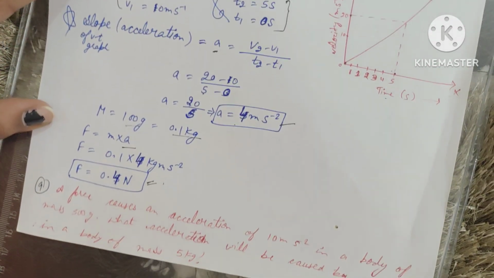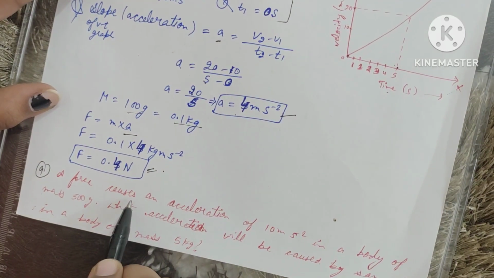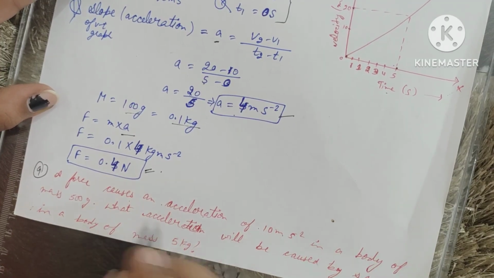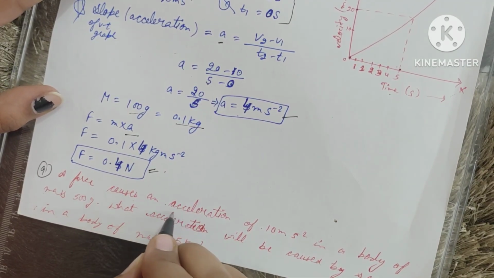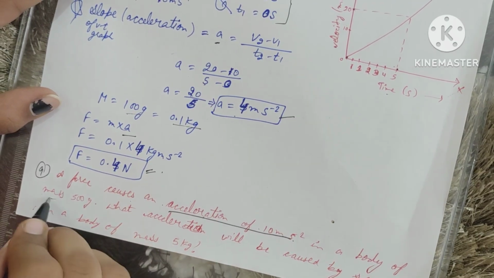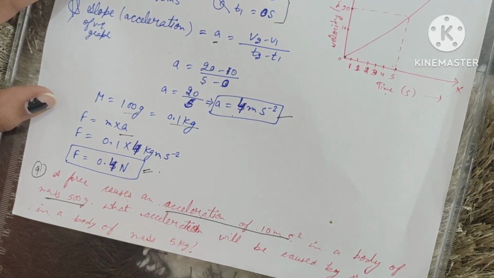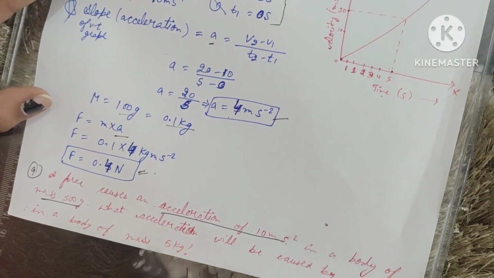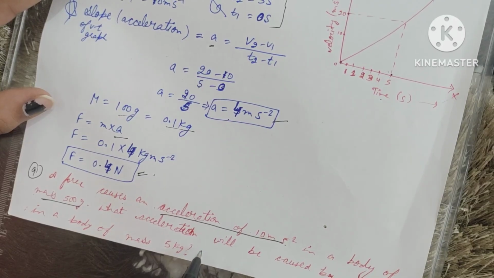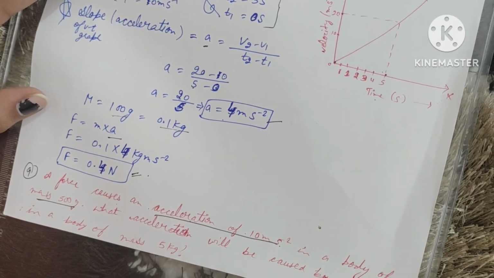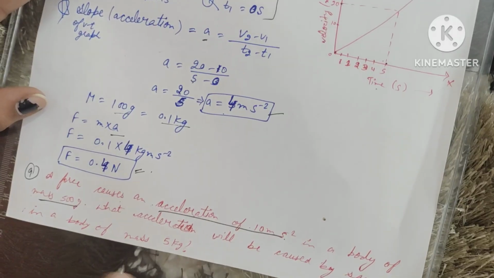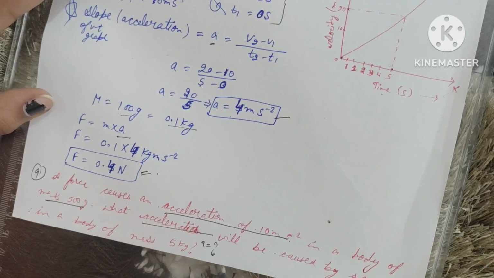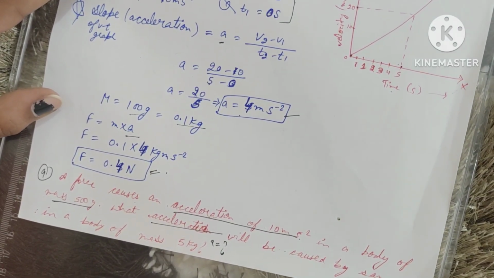The statement number 9 is: a force causes an acceleration of 10 meter per second square in a body of mass. Acceleration's value is given, the mass is given. What acceleration will be caused by the same force in a body of mass 5 kg? Okay, I hope the question is clear to everyone. The last line is: what acceleration will be caused, meaning acceleration we have to find out here, by the same force in a body of mass 5 kg.